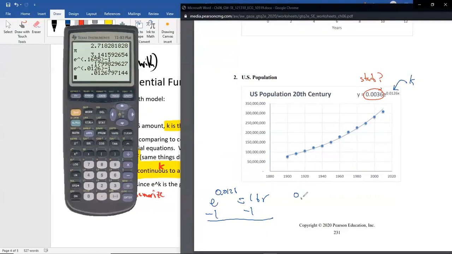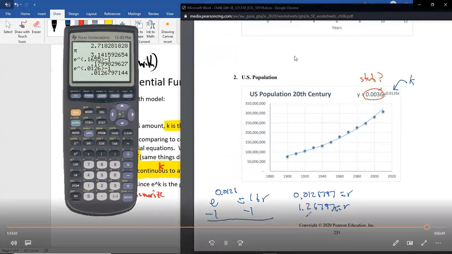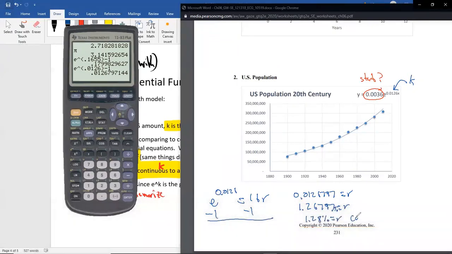So R is 0.01267797. Let's move that decimal right twice, so 1.267797. And that's our percent, but we want to round this to 2 decimal places, which is 1.27%. That's our effective rate, which we're also calling an APR here. So the APR is the EAY is the APY when you're comparing continuous to annual.